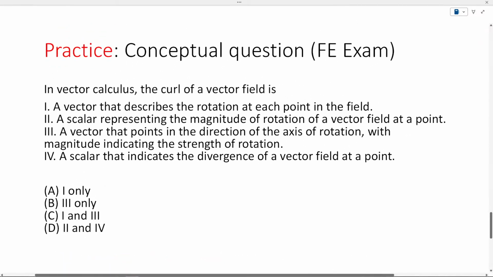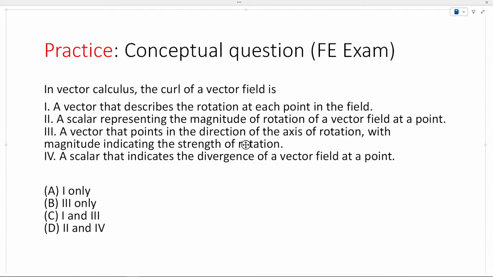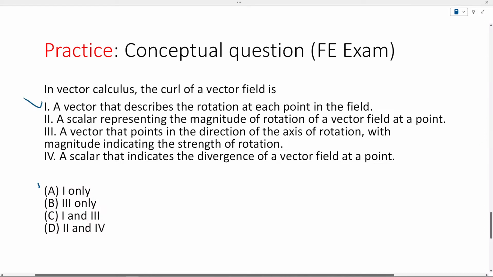In vector calculus, the curl is a vector that describes the rotation at each point in the field. What do you think? Is this true or not? Yes, that's exactly what the curl is. So this one is correct. A scalar representing the magnitude is not a scalar. We know it's a vector, because it is a vector cross product with another vector, and you get a vector.